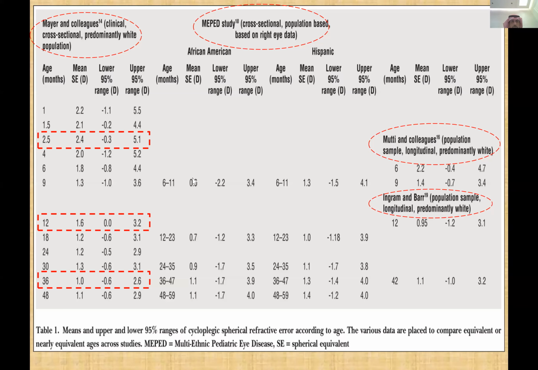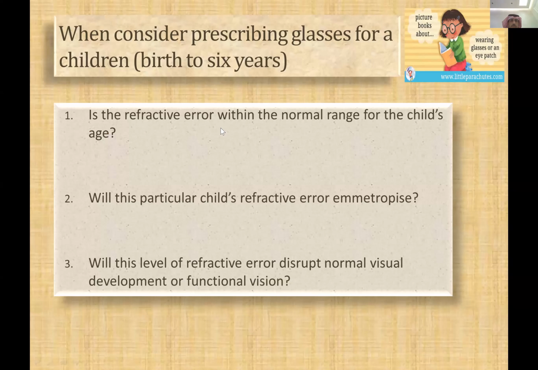Okay. Right. Now, when considering prescribing glasses for children from birth to 6 years, there are some questions that need to be answered, and you should think about them. So, is the refractive error within the normal range for the child's age? This is important. If it is within the normal range, you may think about not prescribing glasses. If it's not within the normal range, you need to prescribe.